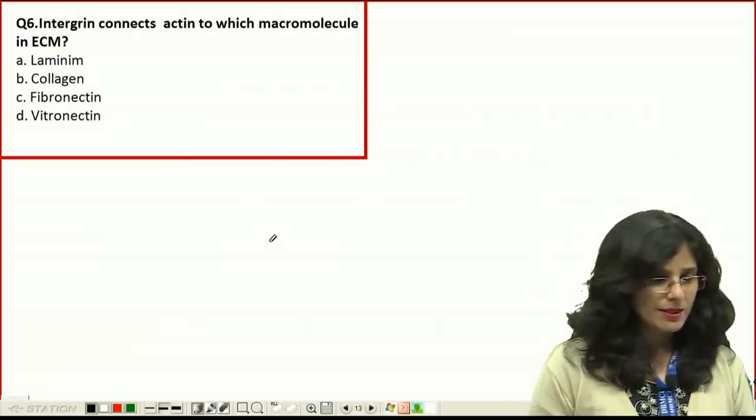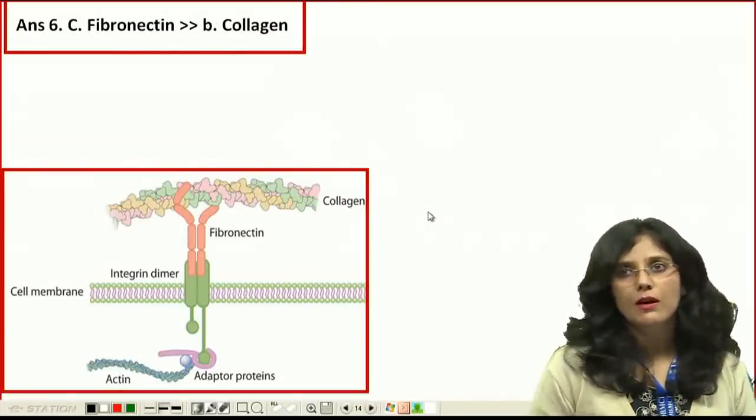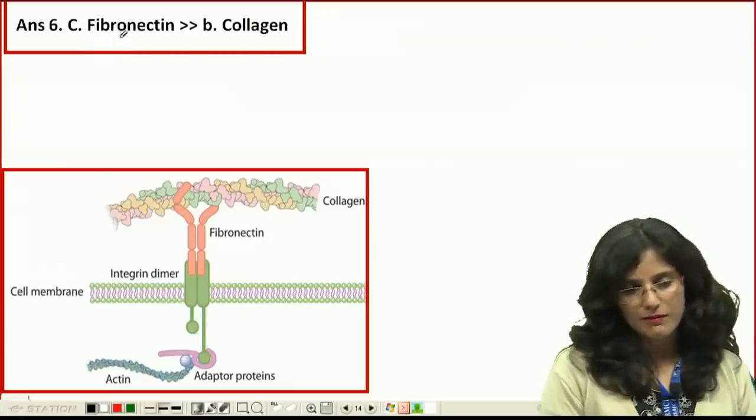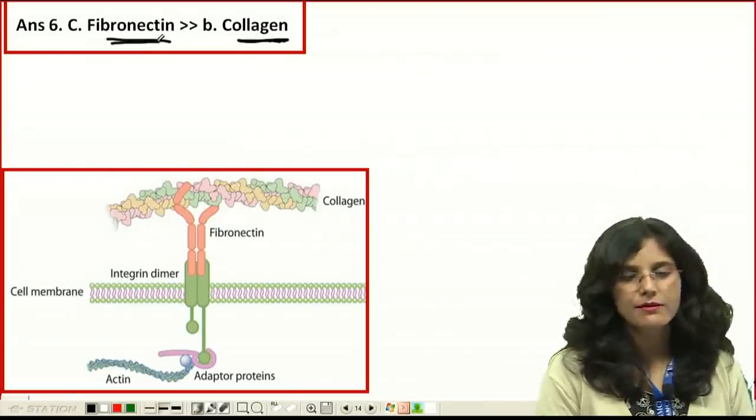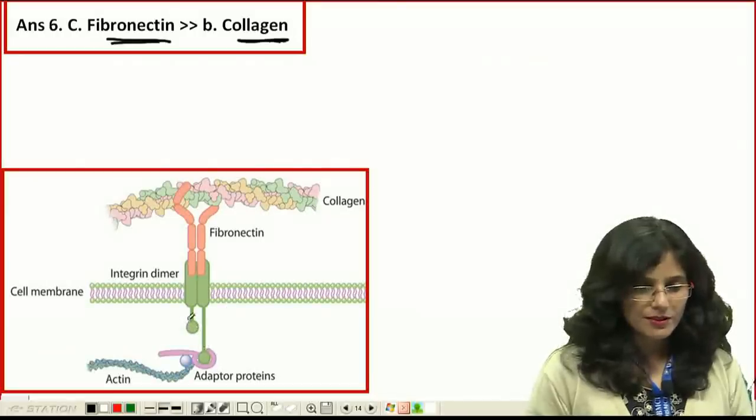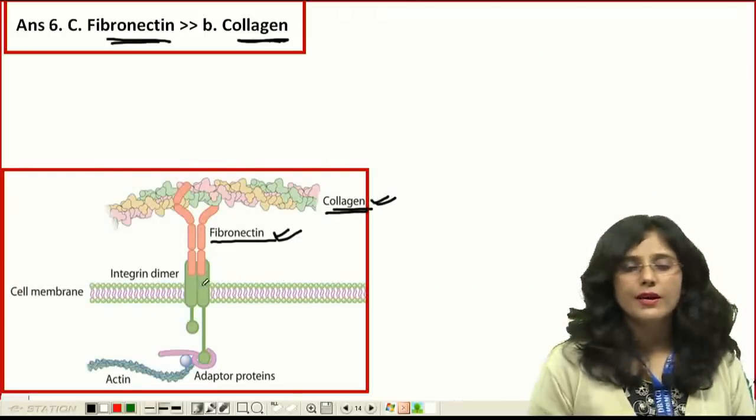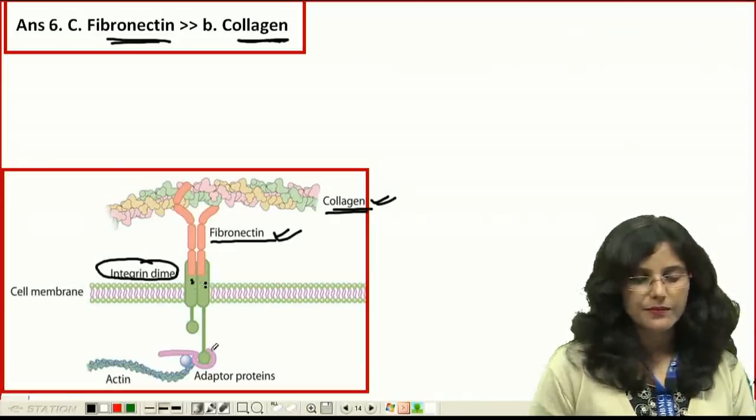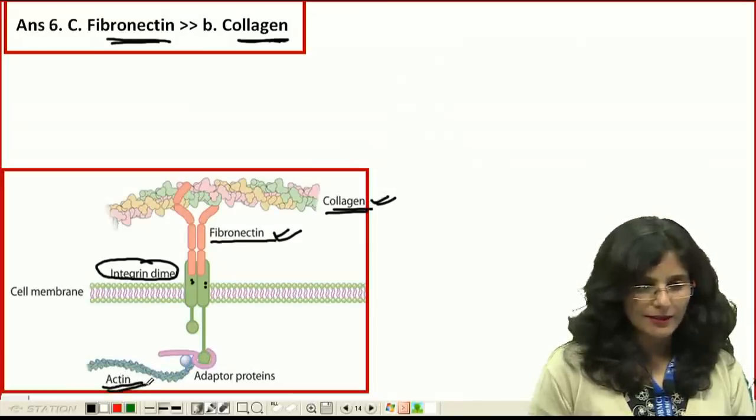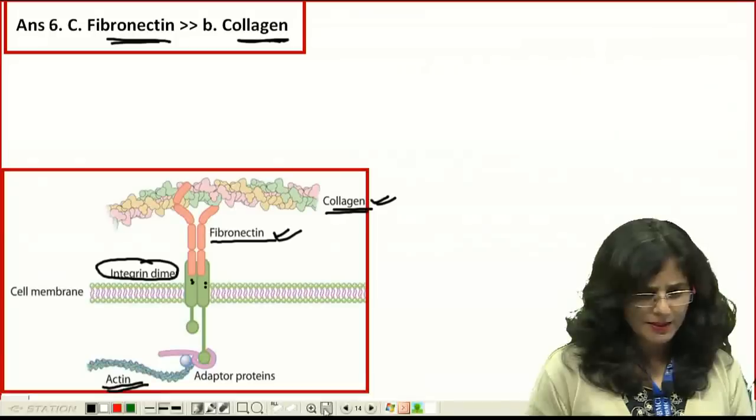The answer to this question is C, which is fibronectin. If the second option had been collagen, it might also have been right, but the better answer is fibronectin. If you see this feature, in the extracellular matrix fibronectin is attached with the collagen. Here this is the integrin dimer, this is the integrin, and it attaches with the actin. So the answer is C. Let's discuss in detail.